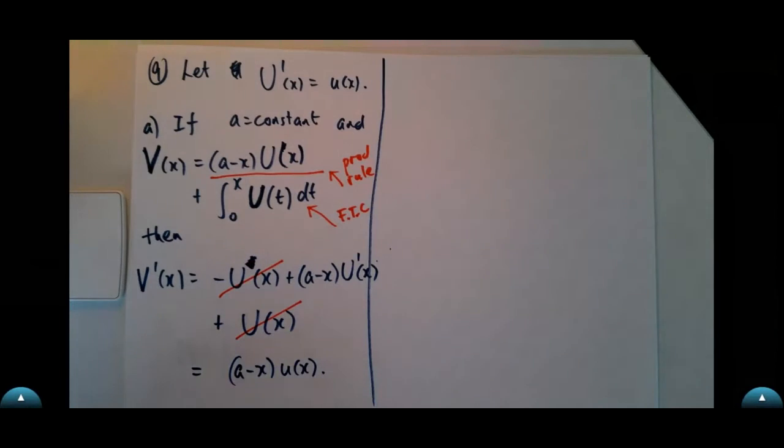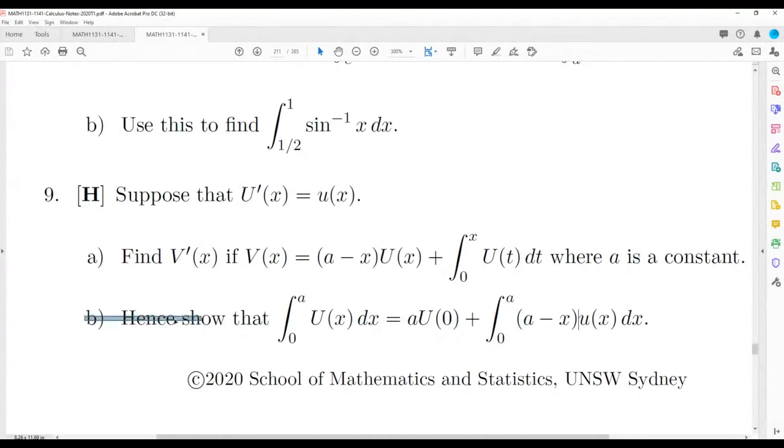The second part asks you to do the following. Part B: hence, so you use something from part A to show that the integral of capital U from 0 to A is this mess here. Let's have a look at how we can do that from part A. I think what we're going to do is do some integration. So let's see if we can do that.